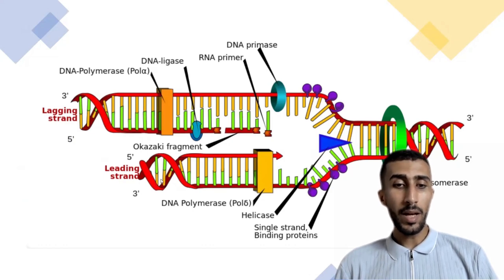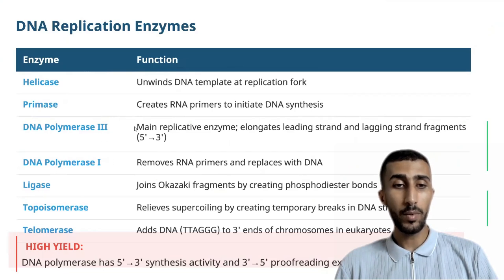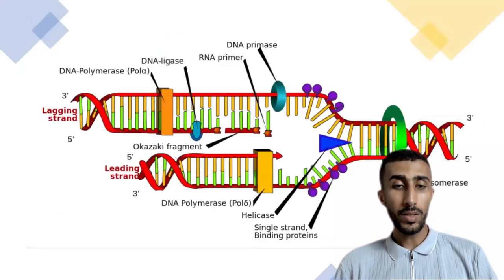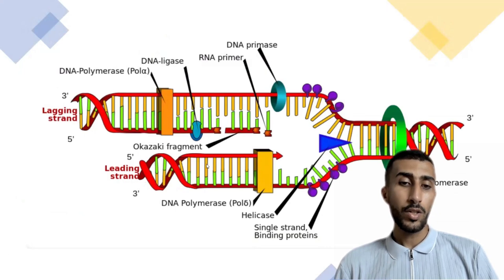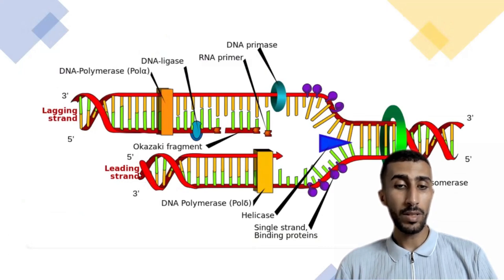Next we have our main enzyme, which is the DNA polymerase. We have two enzymes: the first, DNA polymerase 3, and DNA polymerase 1. DNA polymerase 3 is the main replicative enzyme and elongates the leading strand and the lagging strand fragments. So this is the main enzyme. It has a special direction, from 5' to 3'. So it acts continuously when it complements the 3' to 5' strand. So this strand is from 3' to 5', and the complementary strand is from 5' to 3'.